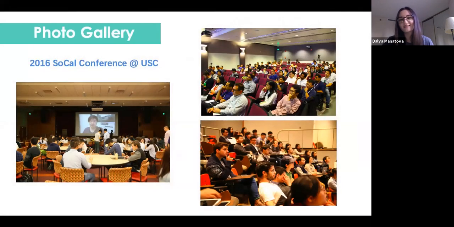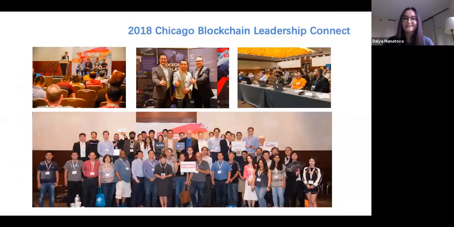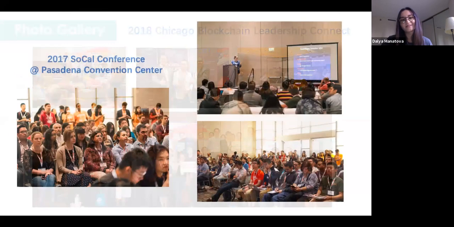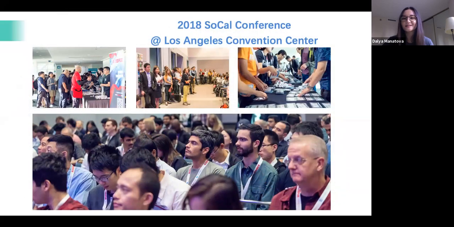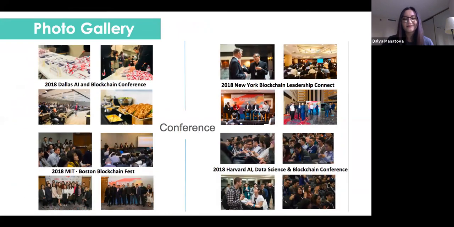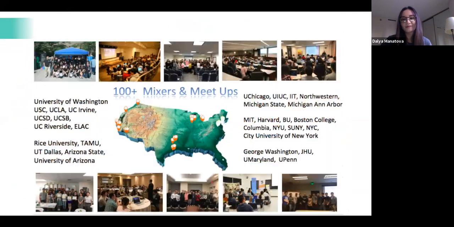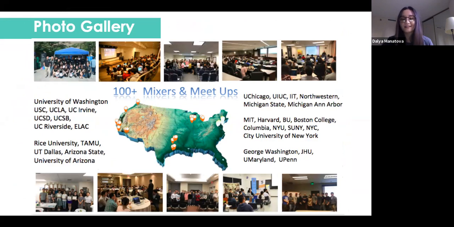This is a brief product gallery. The first one was the conference at USC. Not a lot of people, but then we started to grow. This is New York Blockchain Leadership, and this is Chicago Blockchain Leadership. This is the conference in Pasadena Convention Center, and this is the last one, which happened in Los Angeles at the Los Angeles Convention Center. A lot of people showed up. We had more than 300 speakers, and a lot more to come. As I told you, we also have meetups at different universities, such as MIT, Harvard, and UCLA. If you haven't had a chance to come, just make sure next time you can.